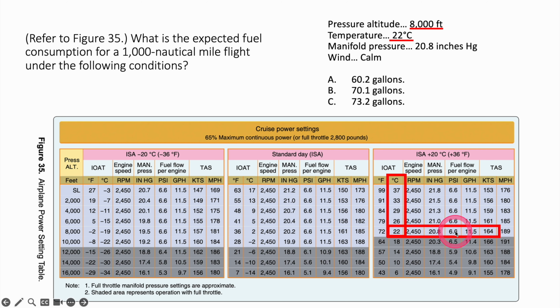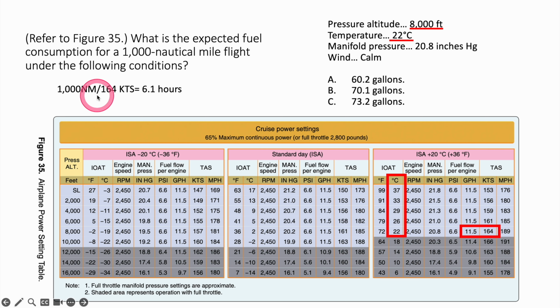So the only information you actually need, since it's asking for fuel burn, is your gallons per hour. And one thing that generally trips people up is your eyes automatically go to miles per hour, because that's what everybody's used to. But since we are in an aircraft and we're using nautical miles, it's going to be knots. So there's your gallons per hour, 11.5, and your airspeed is 164 knots. So we can use that in order to calculate our fuel burn.